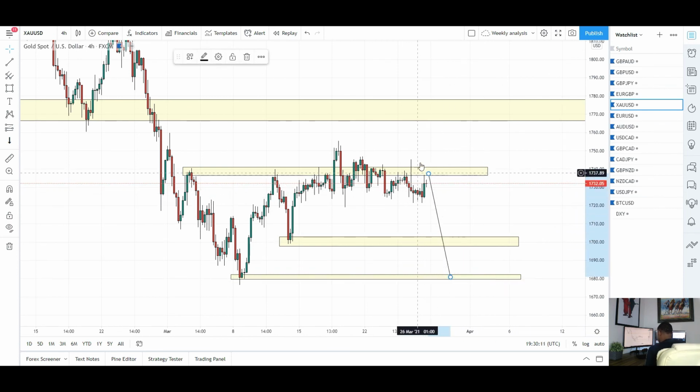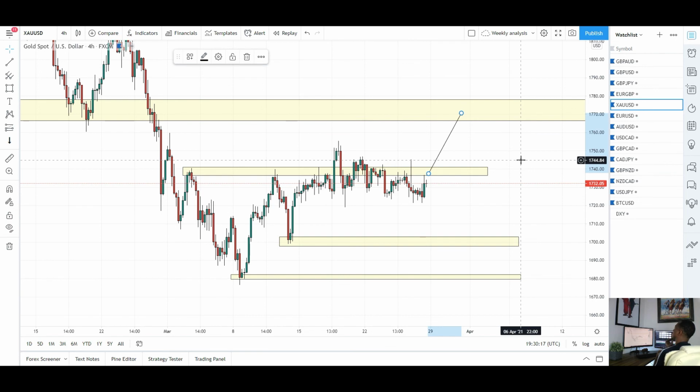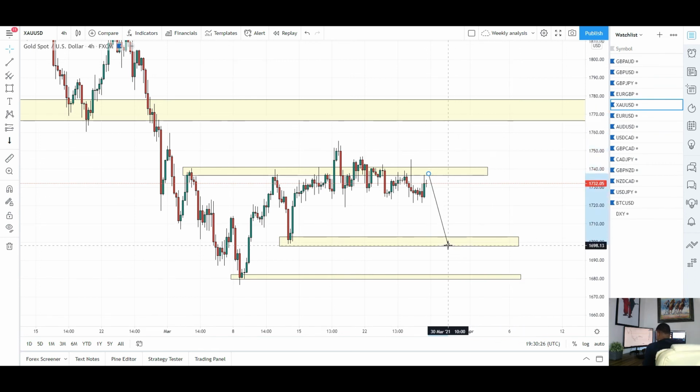However, if we don't and we actually get above this level, hold as support, then my bias is back to the highs, back to 1770. So two different ways we can go there. Again, staying on your toes here, want to be reactive rather than predictive. Hold that level as resistance, move to the downside, that's where I'm expecting price to go, and then potentially 1680 if you see a break.